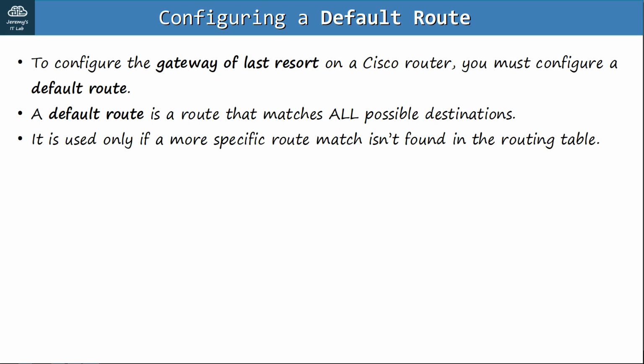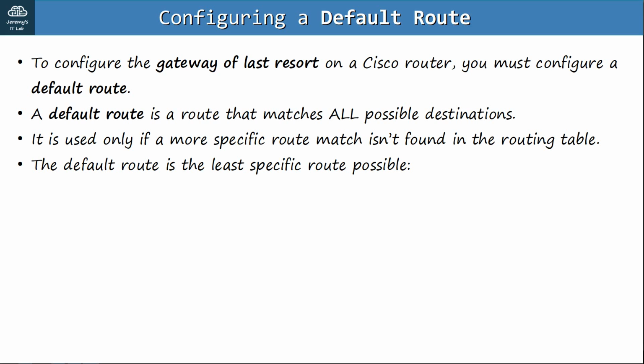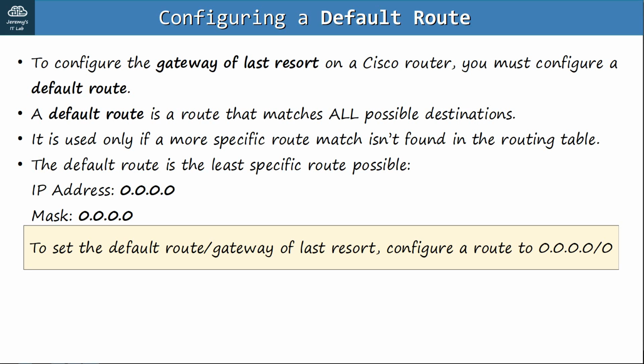When a router looks up a route to a destination in its routing table, it looks for the most specific match and chooses that route. The default route is the least specific possible route. What does that mean? Well, it uses an IP address of 0.0.0.0 and a mask of 0.0.0.0. So, to set the default route, or gateway of last resort, configure a route to 0.0.0.0/0. Think about what that means.